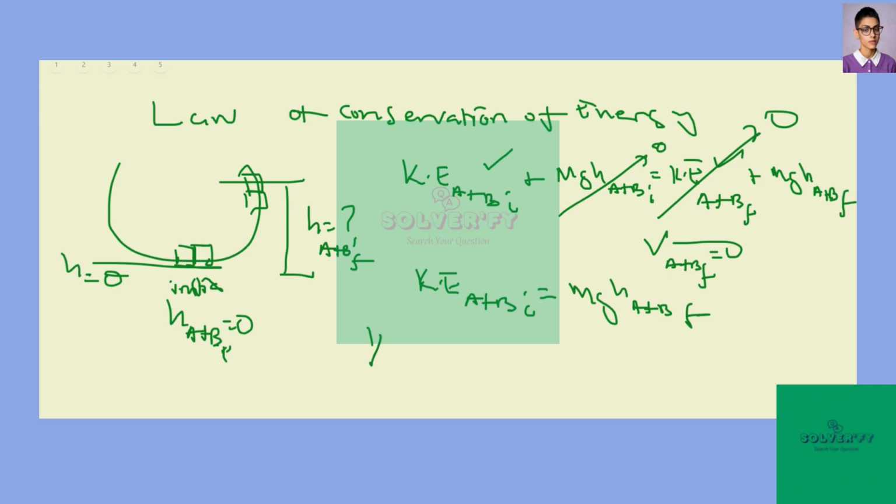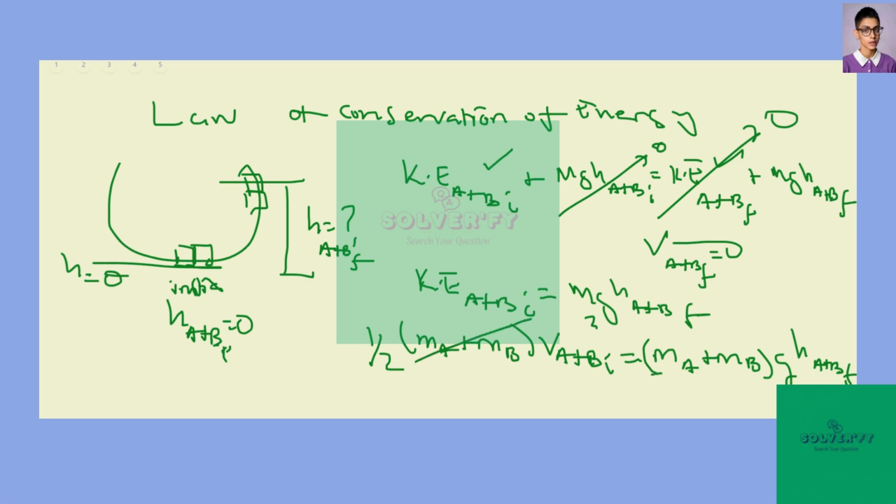The initial kinetic energy is 1/2 (ma plus mb) times v_(a+b), that's the combined initial velocity, squared, equals the mass of A plus mass of B, times g, and also the final height of A and B. Okay, so we're getting close to solving the problem.